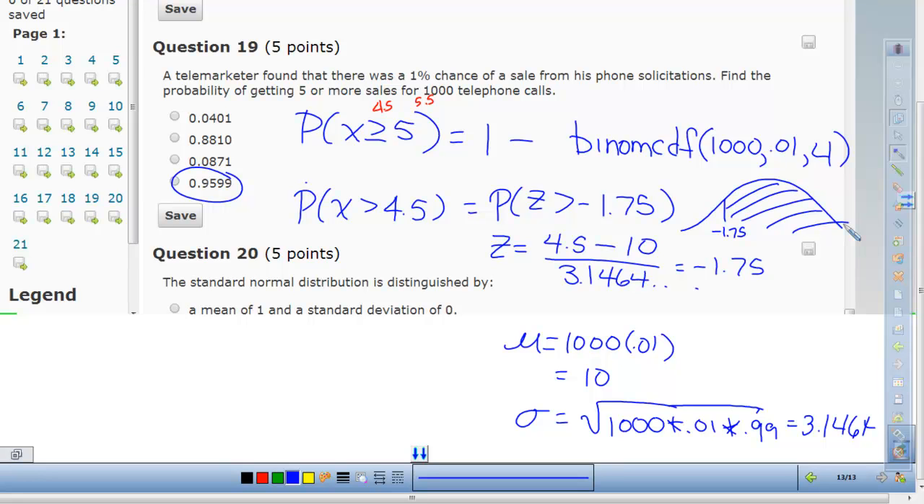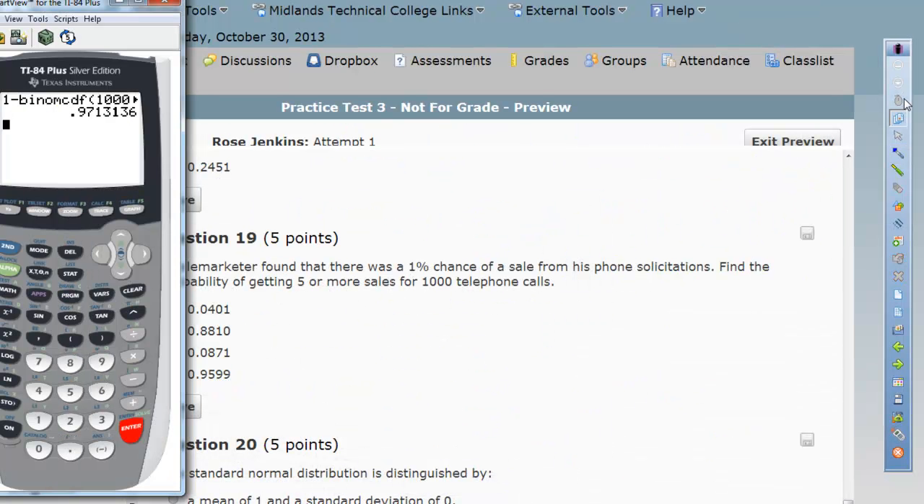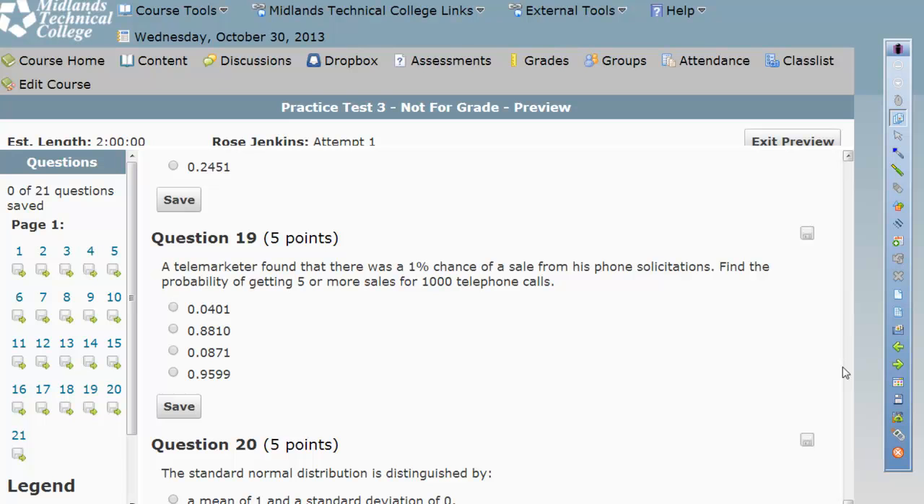The last question asks, the standard normal distribution is distinguished by, and it looks like the first answer is the right answer, a mean. Oh, no, that's not the right answer. It's a mean of 0 and a standard deviation of 1.